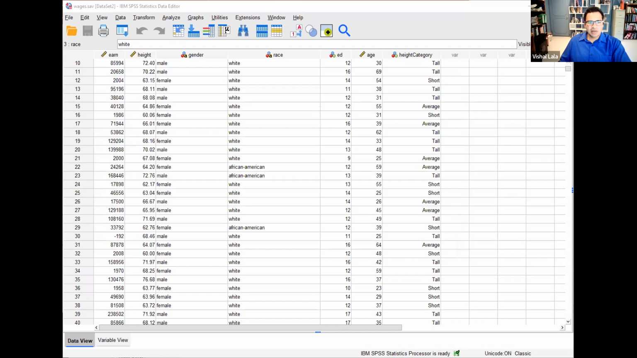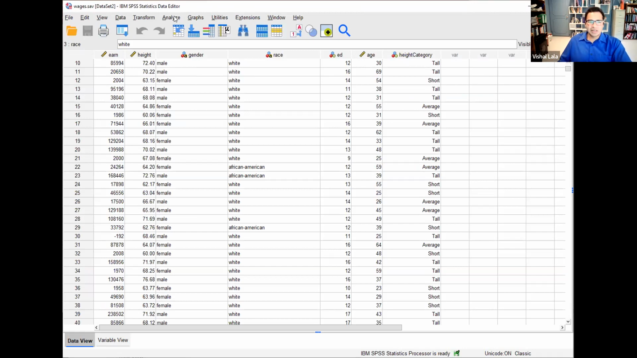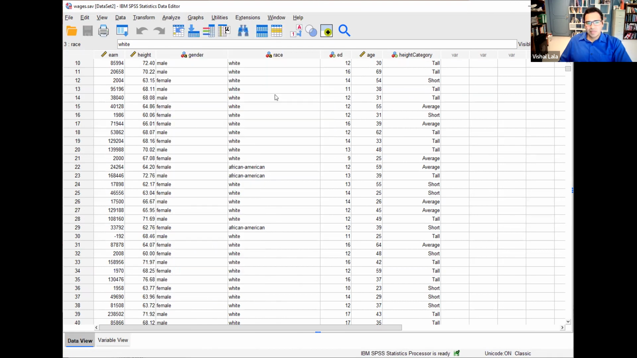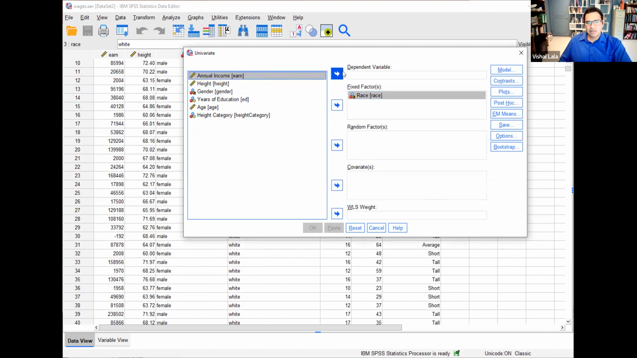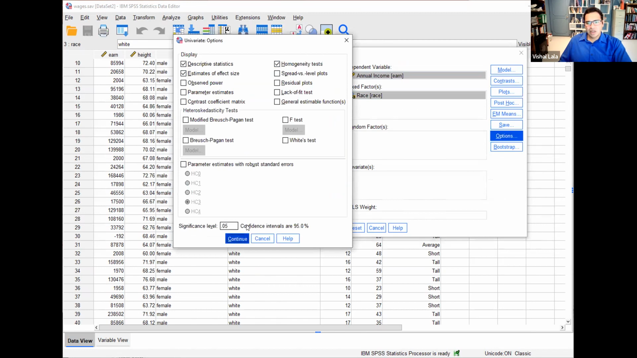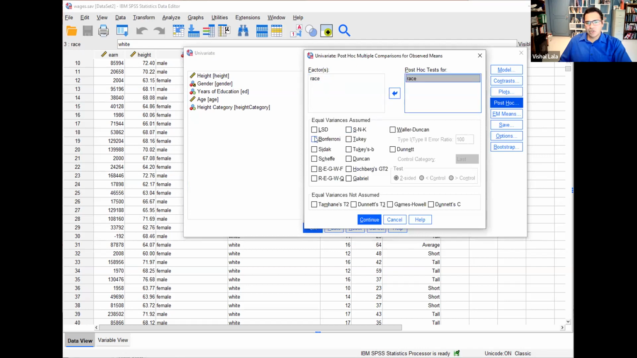So race has 4 ethnicities or races involved here, and here's a breakdown of them by percentages. Our goal here is to assess whether earning differs across races. So we'll choose general linear model, univariate, and put race as a fixed factor and earning as a dependent variable. Set up our options, and we'll request a post-hoc test because race does indeed have more than 2 levels.